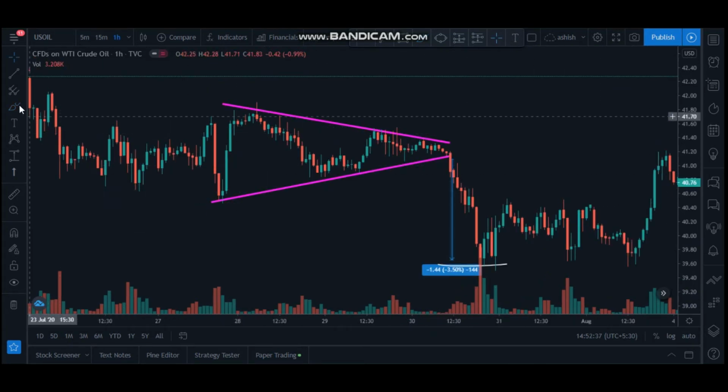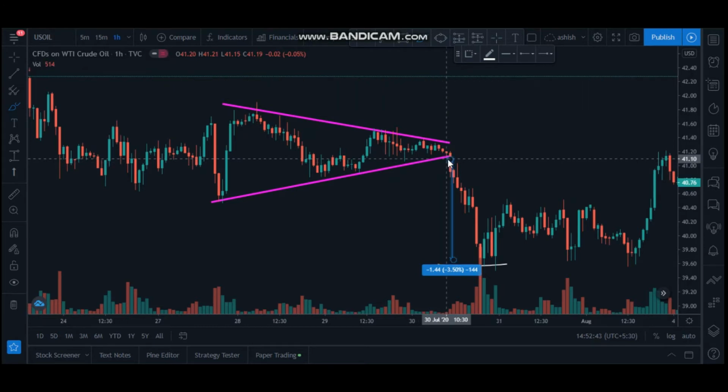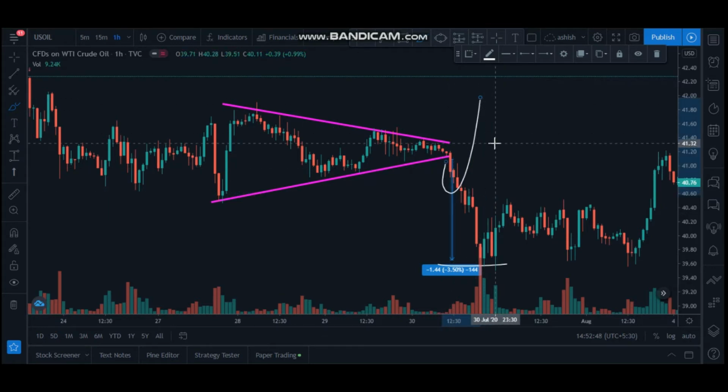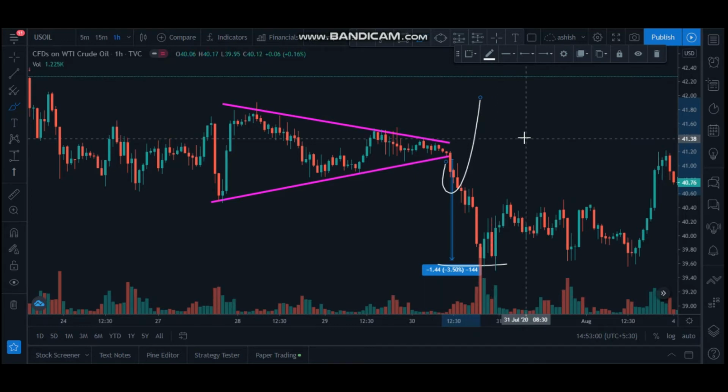And if you feel the pattern will give a false breakout, it is 100% possible that patterns give false breakouts. So it may go till this area, but again reverse. So what should you do? Go and watch my previous video, because in that I have explained clearly how to trade a false breakout. So please watch that. I'll put the link in the description below.